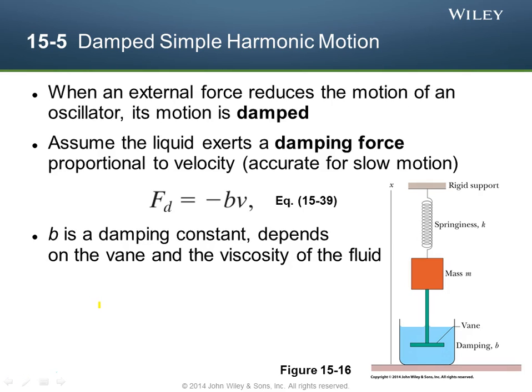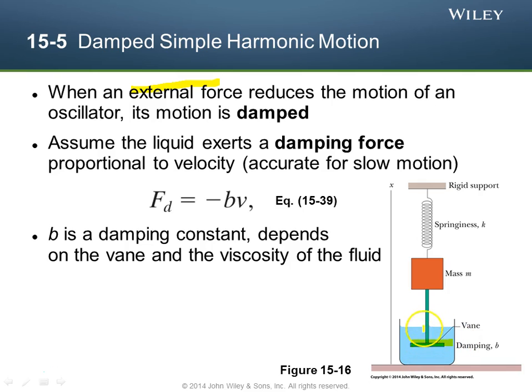Now, if we don't have perfect simple harmonic motion, we have what is called damped motion, and that's when an external force reduces the motion of an oscillator. And so an example of that, we could have a spring that is attached to a mast and is attached to this T-piece here that's in some water, or just some liquid, it doesn't really matter. But either way, that's going to dampen.